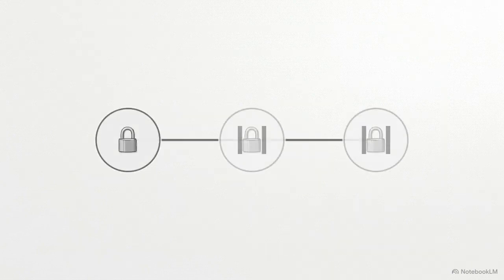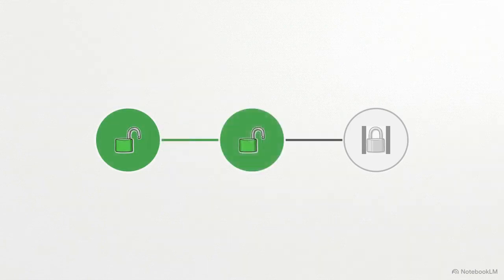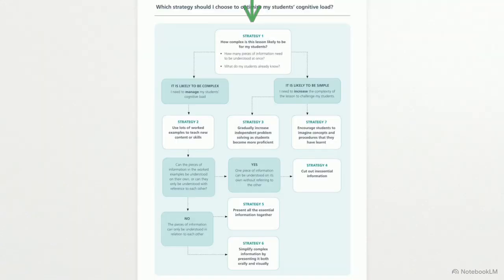We also use the gateway principle to manage complexity. This means prerequisites must be cleared up front, and a user cannot begin the next action until the current one is verified. This flowchart evaluates instructional complexity.